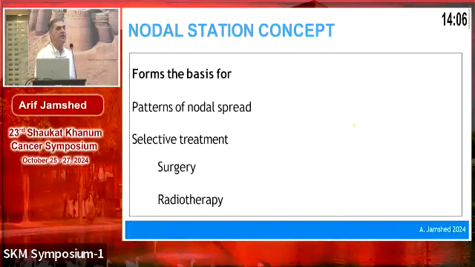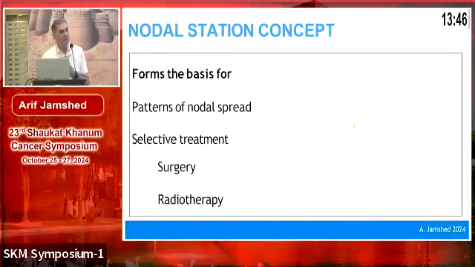In surgery, you used to do the radical neck dissection. That radical dissection modified into modified neck dissection. And that modified has now further refined into selective neck dissection. And those can only be done if you know what your patterns of spread are.